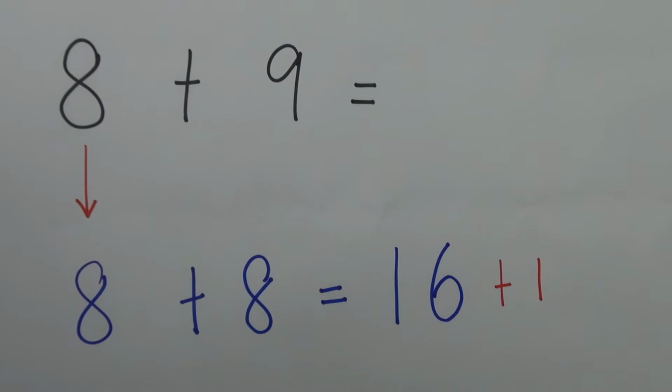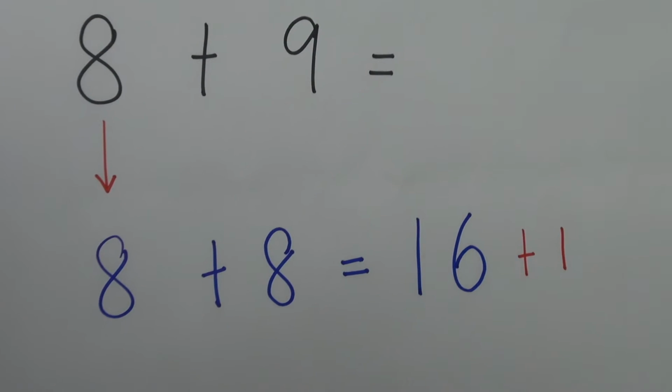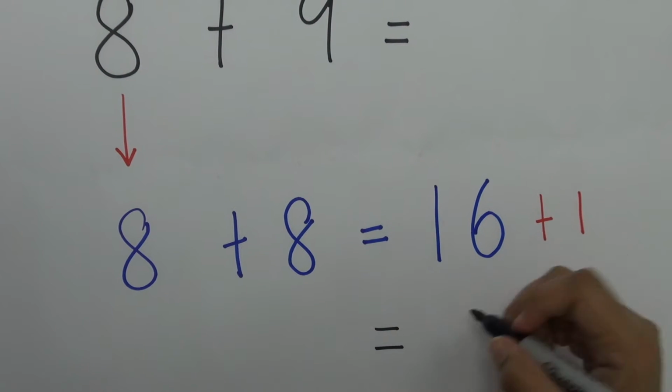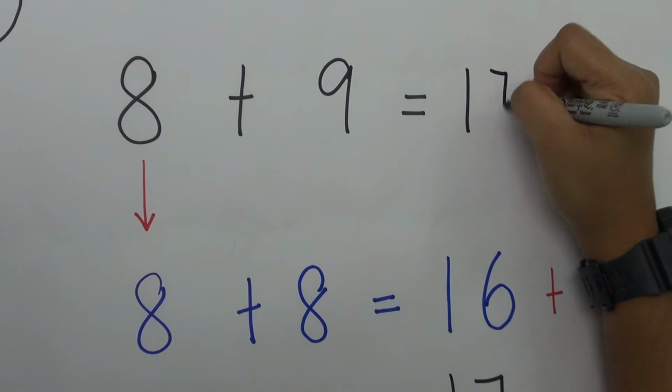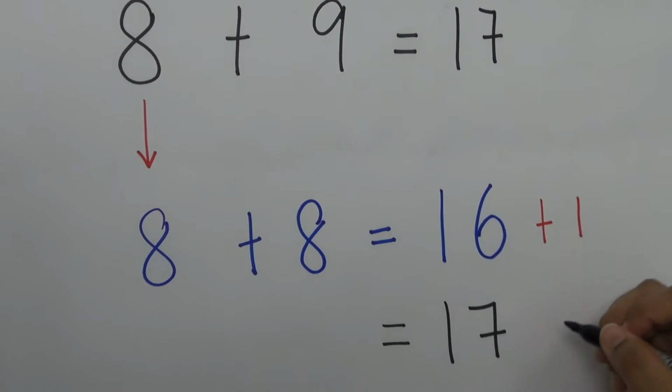Simply add one more to the sum to get the answer, 17. Therefore, 8 plus 9, the answer is 17.